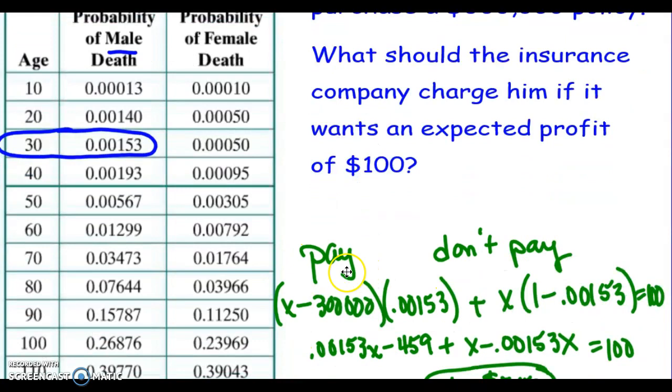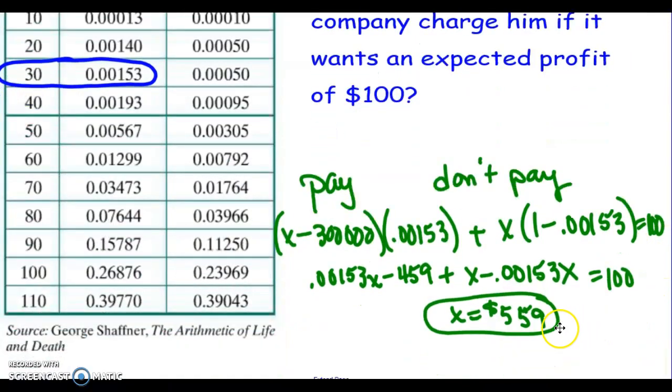Well, we have to think about the outcomes: one, that they pay, and the other, that they don't pay. If they pay, it would cost them the $300,000 they'd have to pay out minus whatever they're going to charge, X, times the likelihood of that male dying. Then we're going to add to that what they get as a premium times the likelihood that the person doesn't die. It's 100% minus the likelihood they die. And we want that to equal a profit of $100. When you do all the math, it comes up to $559 for the policy.